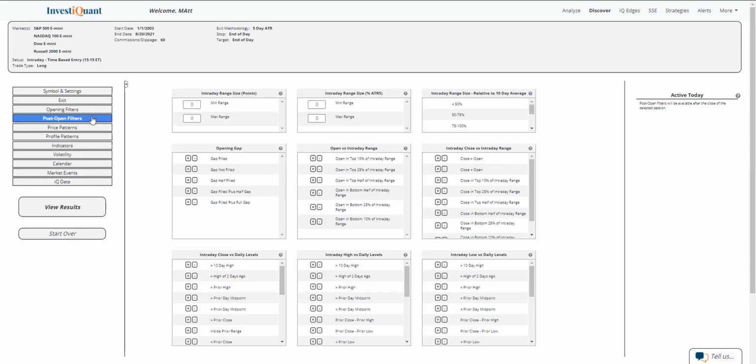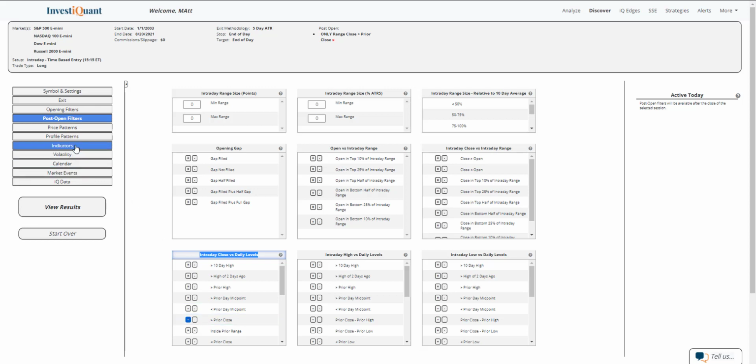Next, I'm going to go into the post-open filters, and I'm going to say that as of the time of entry, which I've got set to 3:15 p.m. Eastern Time, the price is above the prior session close. So I'm going to go to the intraday close versus daily levels. I'm going to hit equals next to greater than prior close. So that adds that piece of information to the test.